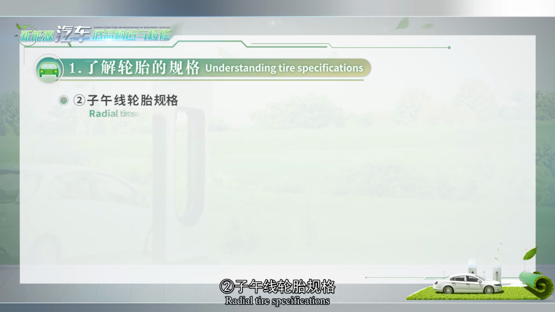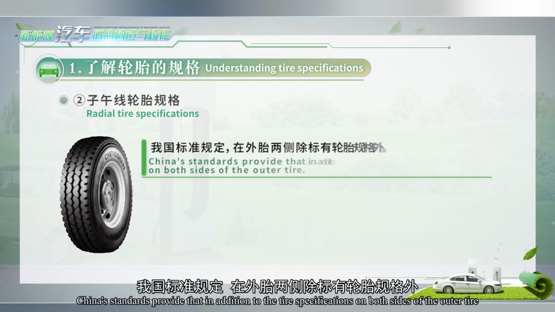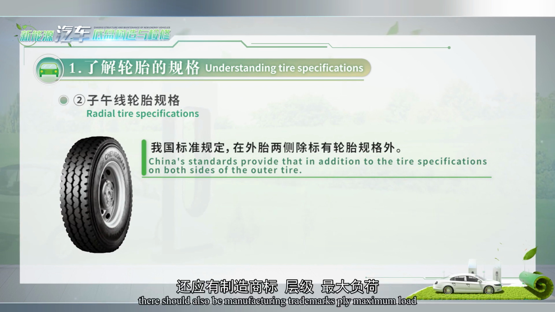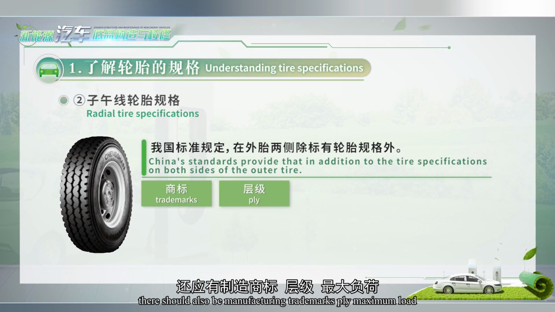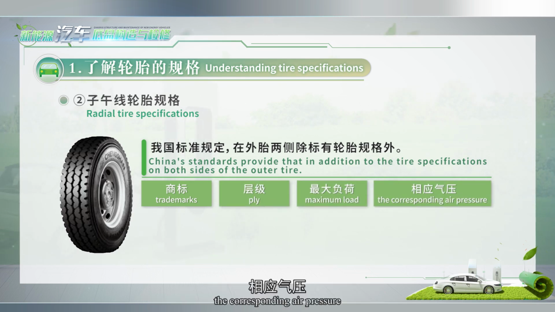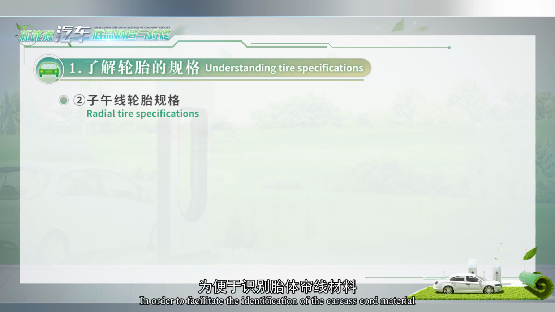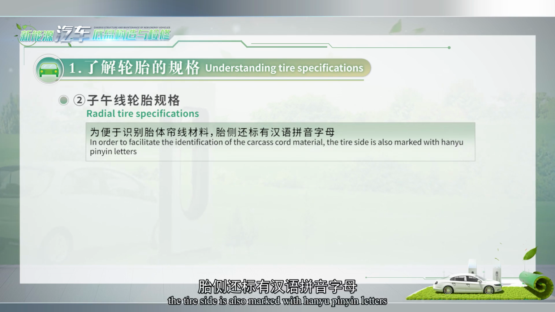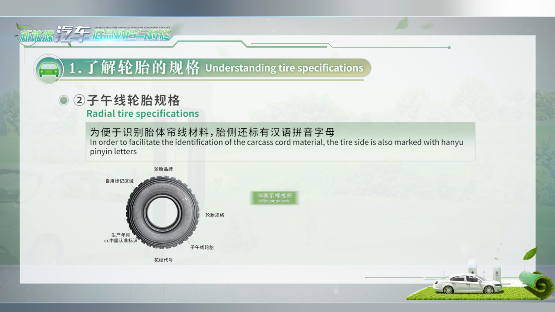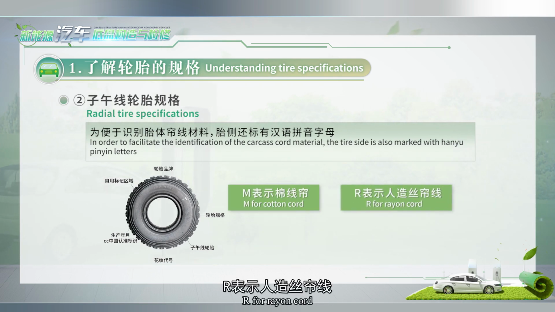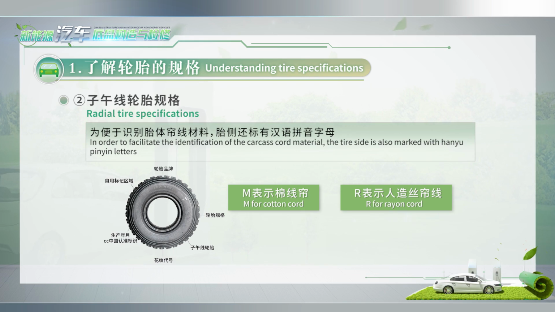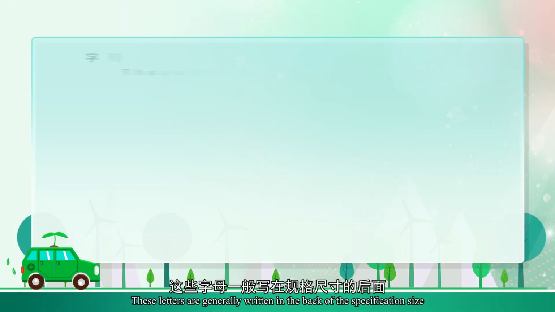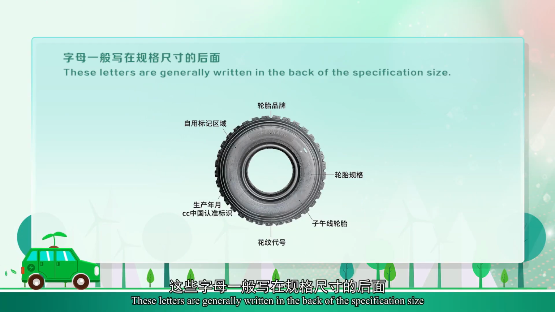2. Radial tire specification. China's standards provide that in addition to the tire specification on both sides of the outer tire, there should also be manufacturing trademarks, ply, maximum load, the corresponding air pressure, number and balance marks. In order to facilitate the identification of the carcass cord material, the tire side is also marked with Hanyu pinyin letters, such as M for cotton cord, R for rayon cord, N for nylon cord, G for steel cord, and so on. These letters are generally written after the specification size.